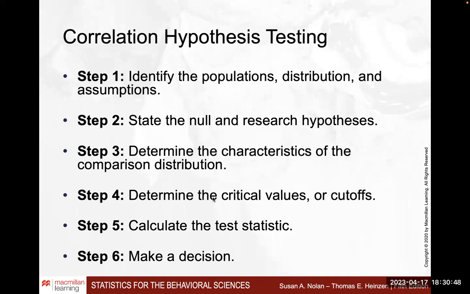Then you determine the characteristics of the comparison distribution. You determine critical values or cutoffs, as we will see in a bit how that is being done, because we're again calculating a t based on the correlation coefficient. Then we're calculating an R, that's our test statistic, and based on that, we make a decision.